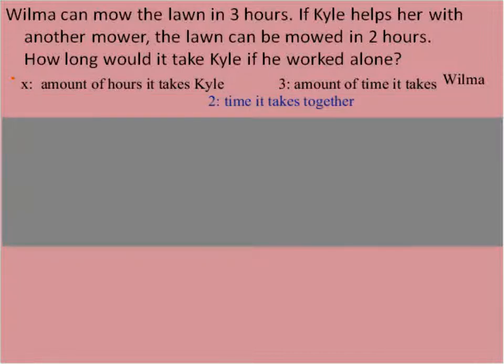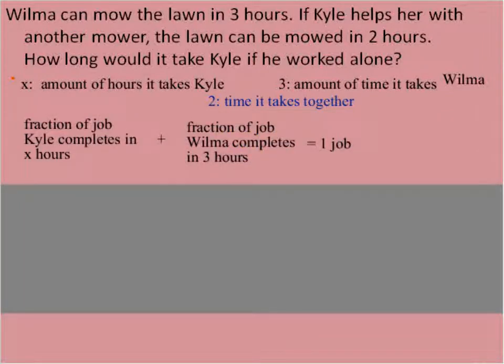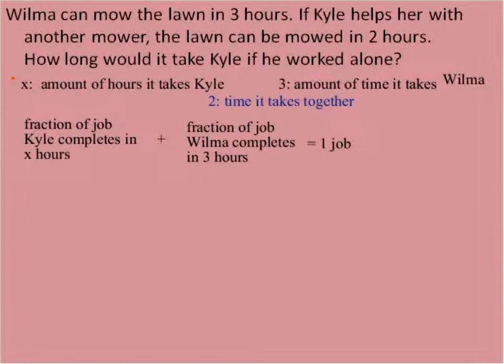So again, we're going to be looking at the same relationship. Fraction of the job that Kyle completes in X hours plus the fraction of the job that Wilma completes in 3 hours is going to equal 1 job. So if you can get it straight that what you're doing is you're putting the time together as always your numerator. Time together is your numerator. Your denominator is going to be their individual times. So we can write that off to the side here. It's going to be time together over individual times. That's how you're setting these up.